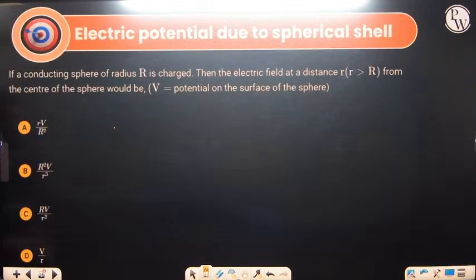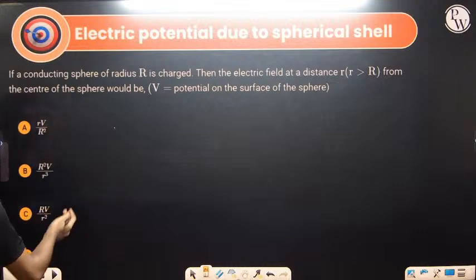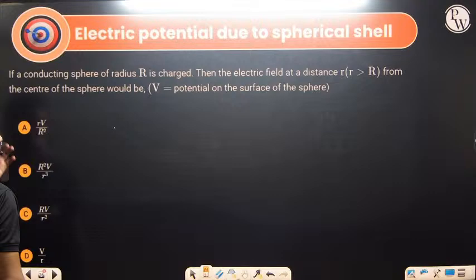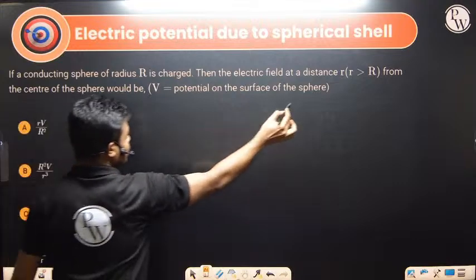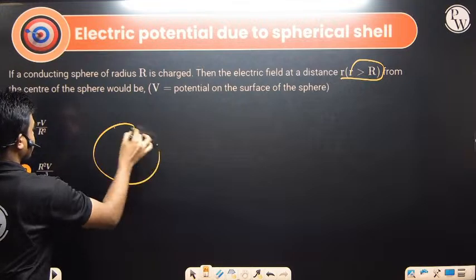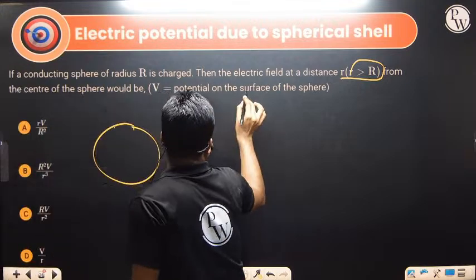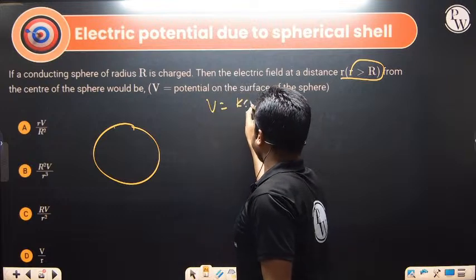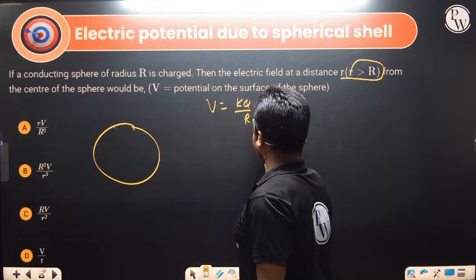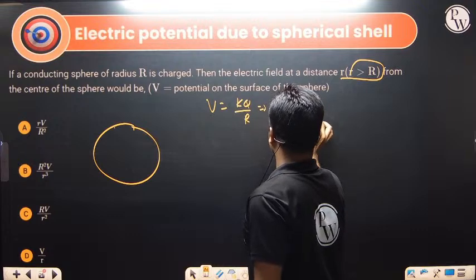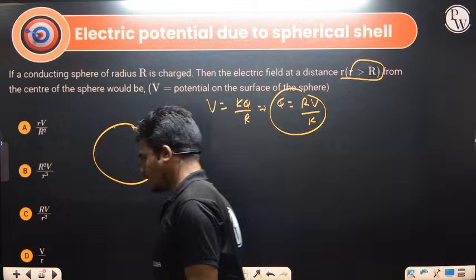If a conducting sphere of radius R is charged, then the electric field at a distance r greater than R from the center of the sphere would be given by. So again, a question on electric field and electric potential. V is the potential on the surface of the sphere. What is V on the surface of the sphere? That is KQ by R. You calculate Q from here. What is Q? RV divided by small k. That's it. The potential role is gone now.